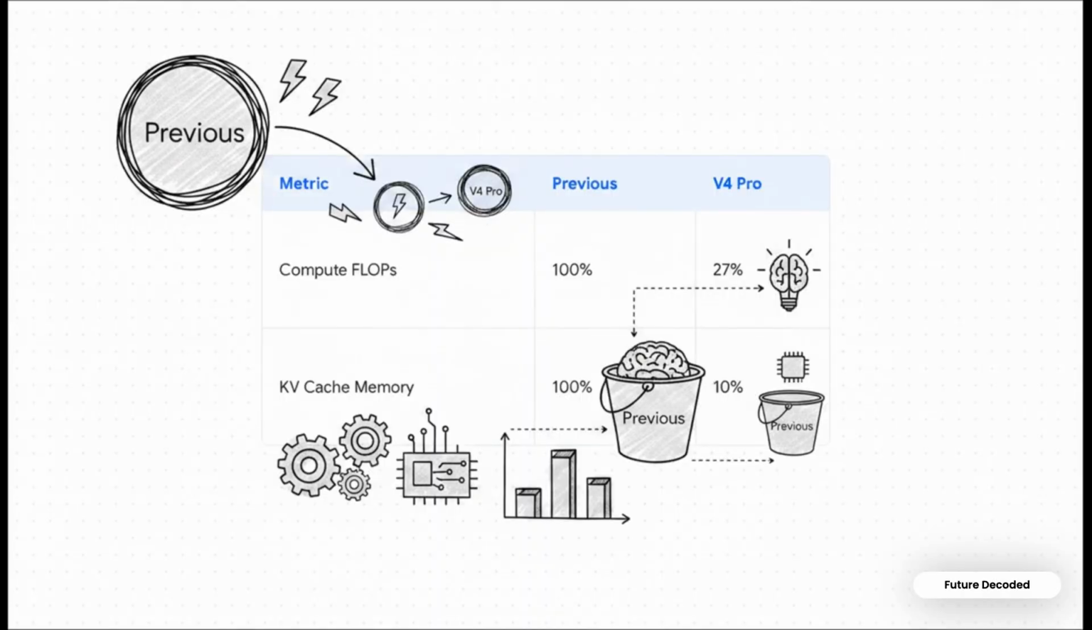And the efficiency payoff here is just insane. When you compare it to their previous V3.2 model, which honestly was already considered super efficient, DeepSeek V4 Pro requires 3.7 times lower FLOPs. That means it runs on basically 27% of the compute. But even more incredibly, they reduced the KV cache memory footprint by a staggering 90%. They essentially shrank the short-term memory requirement down to just 10% of what it used to be. It is an absolute magic trick of engineering.